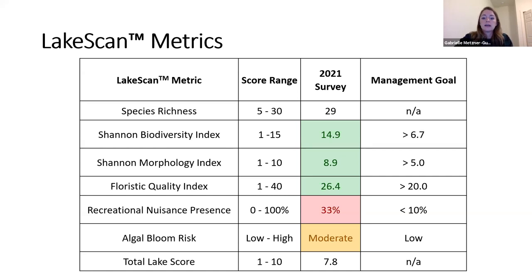Joslin Lake definitely met the optimal management goals for Shannon biodiversity, the Shannon morphology index, and the floristic quality index, which is great. And that indicates really good plant diversity, as well as good habitat for fish and macroinverts. Next slide, please.